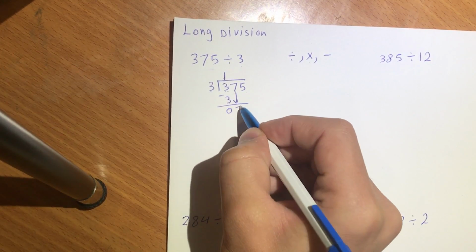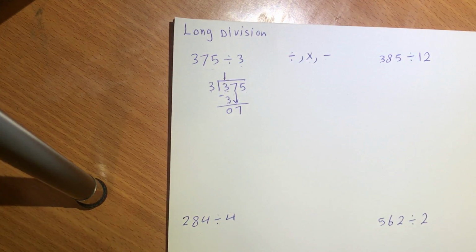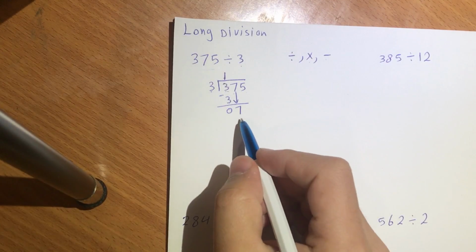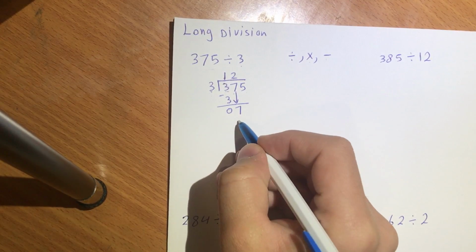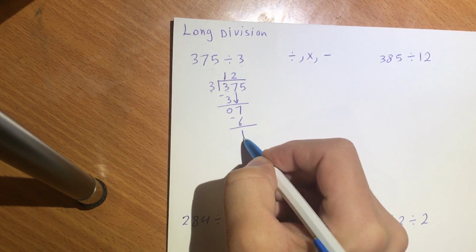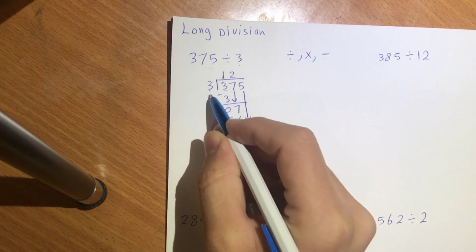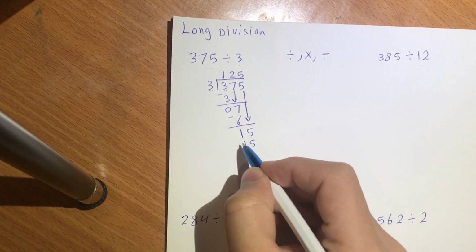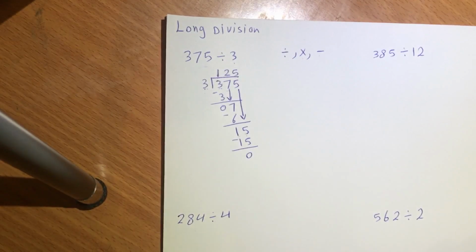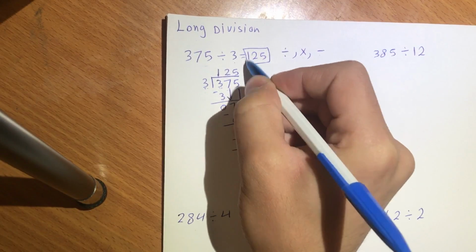Bring down the next number, 7. Now 7 divided by 3, I don't have a 7 in the table of 3, but I can decrease that number so that I can find a number that works. I can make it a 6, right? 6 divided by 3 is 2. 2 times 3 is 6. Subtract that, you have a 1. Now bring in the next number, 5. 15 divided by 3 is 5. 5 times 3 is 15. Subtract, you have a 0. So the answer is 125, or as we call it, the quotient.